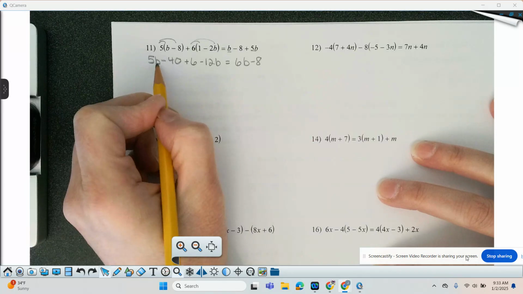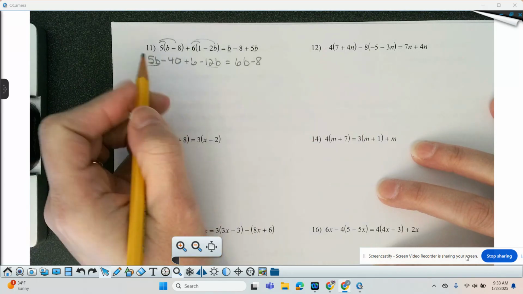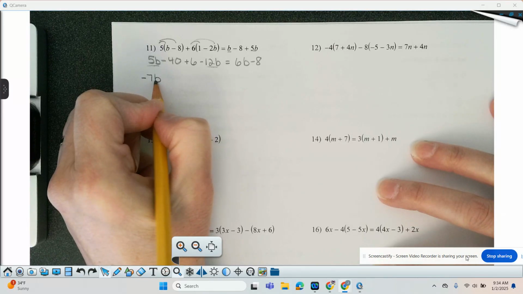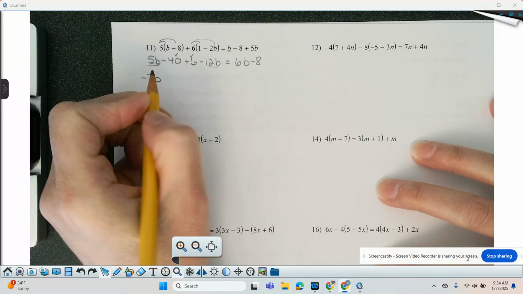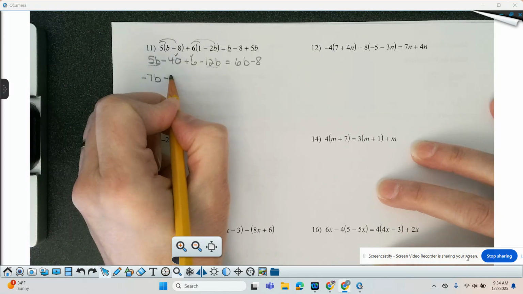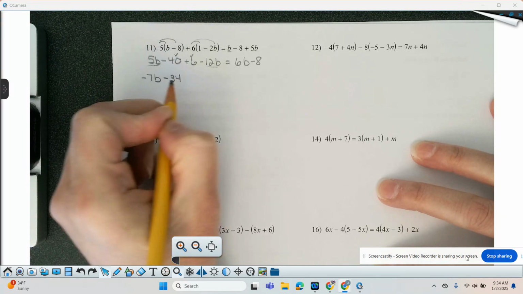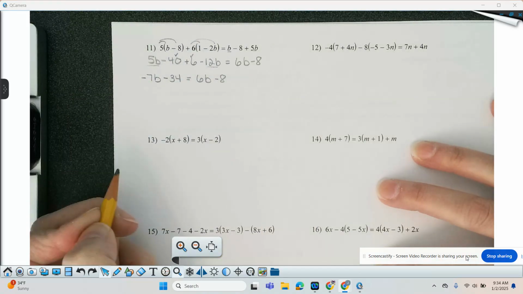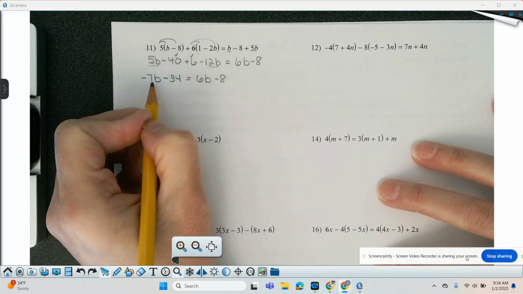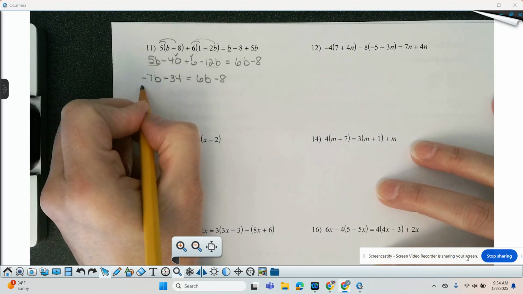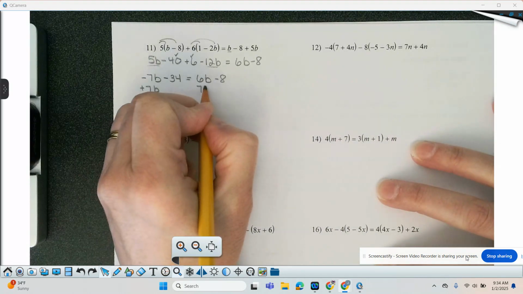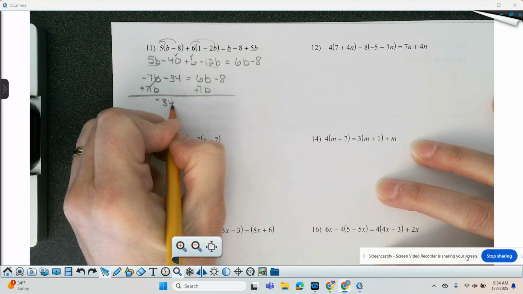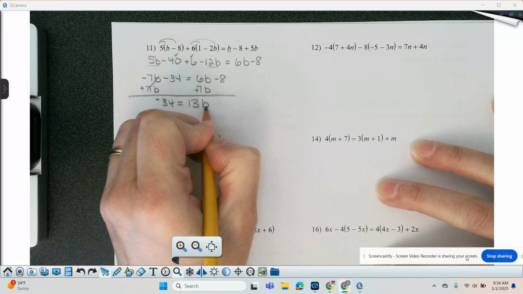I do have some like terms over here also. I have a negative 12 and a positive 5. That's going to be a negative 7b. I also have a negative 40 and a positive 6, so that's going to be a negative 34, and that's going to equal 6b minus that 8. I like my variables to be positive, so I'm going to move the 7 to the other side so that it stays positive now. That's a negative 34 is equal to a 13b with a minus 8.